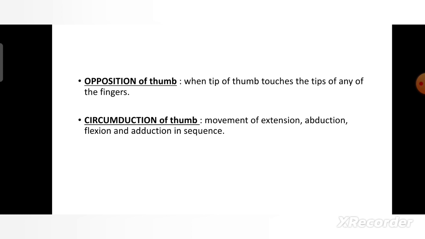Next is the opposition of the thumb. When the tip of the thumb touches the tips of any of the fingers. Circumduction of the thumb is movement of extension, abduction, flexion and adduction in sequence.